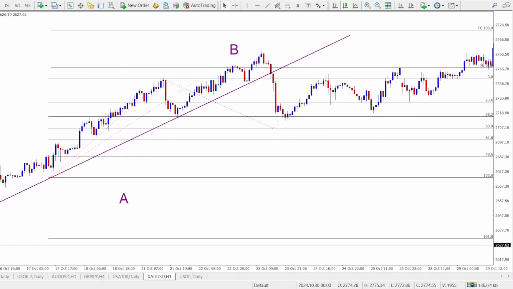Now before we wrap up, let's talk about what not to do. One common mistake is forcing Fibonacci levels on a chart where no clear trend exists. Remember, it works best in trending markets. Another mistake is relying solely on Fibonacci without considering other factors like volume or news. Always take a holistic approach to your trading.